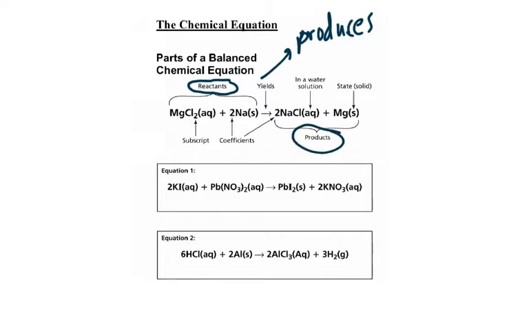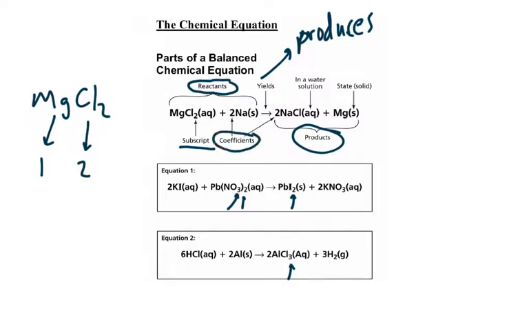The little numbers that you see are known as subscripts. Okay, you could see other examples in the problems that I have here on the bottom. These are subscripts. So for instance, if you have MgCl2, that means there is 1 magnesium and 2 chlorine atoms in that compound.